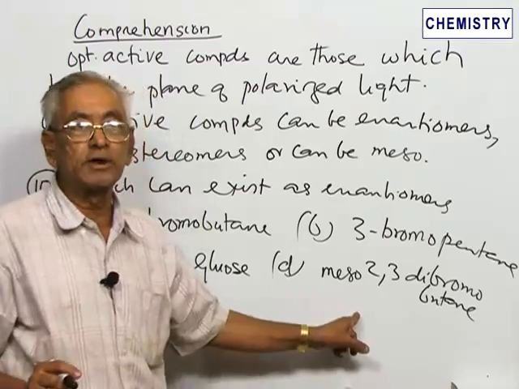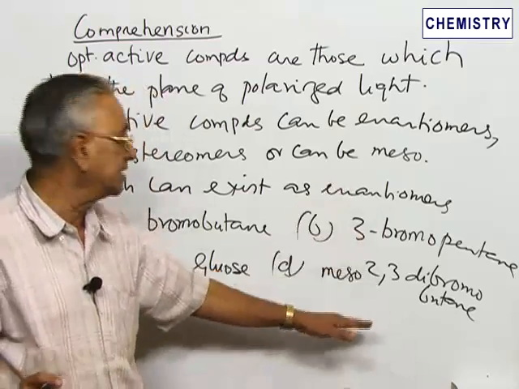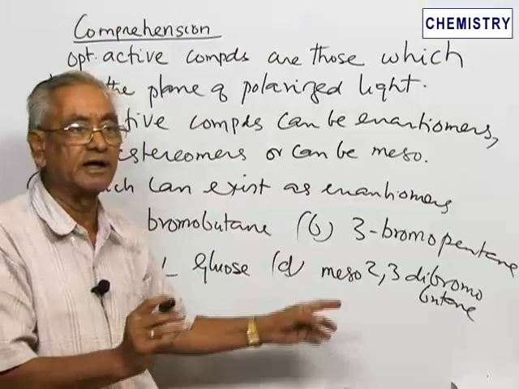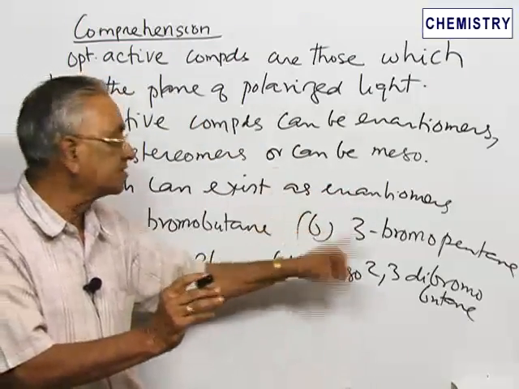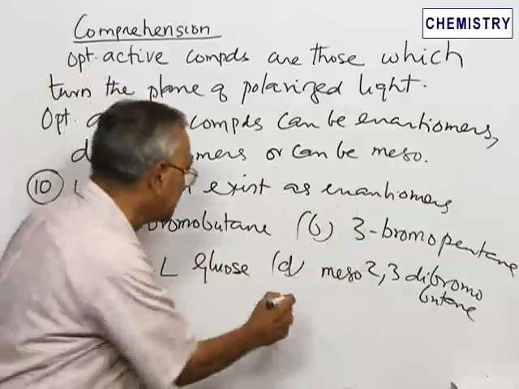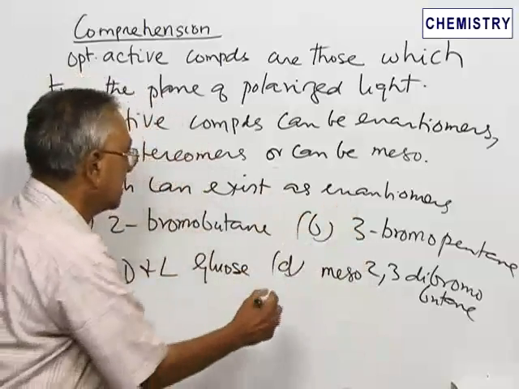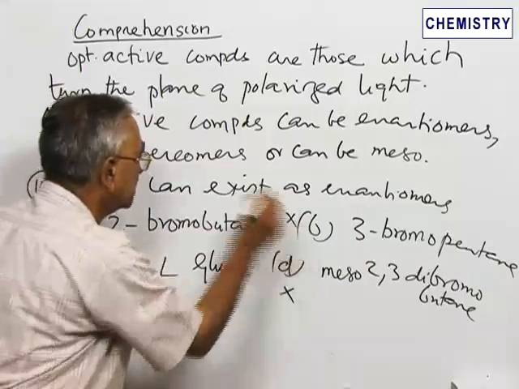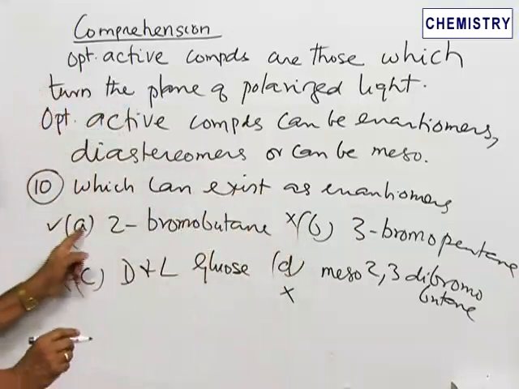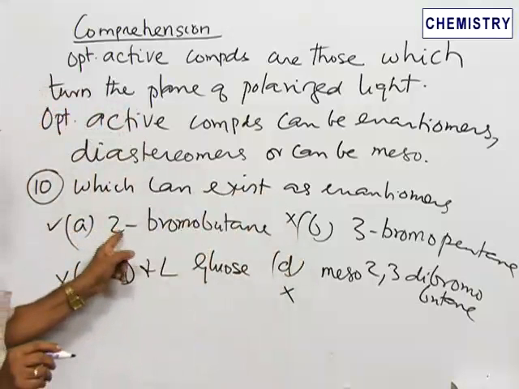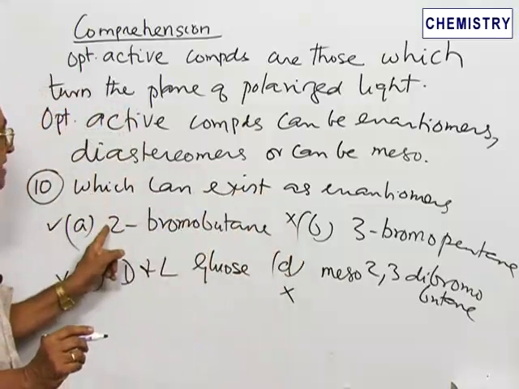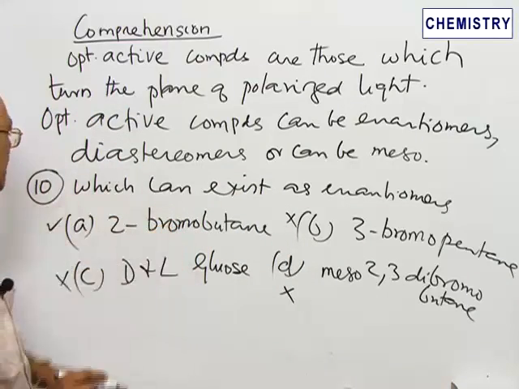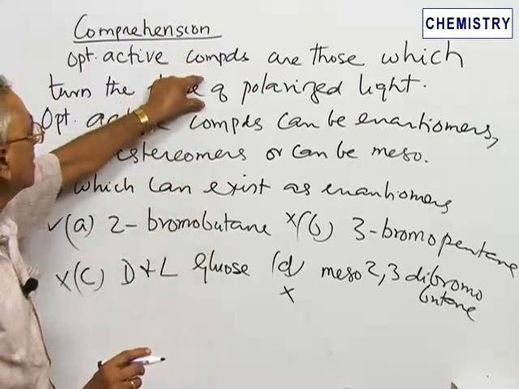Meso, as we know, is an internally compensated compound. Meso is an optically inactive compound. Even though there are 2 chiral centers, the optical activity due to each chiral center mutually cancels the other. So this does not exist in the form of enantiomers. Only 2-bromobutane, of course, a very simple compound, exists as enantiomers because it has a chiral center in the 2nd carbon atom. This is the first question based on this passage.